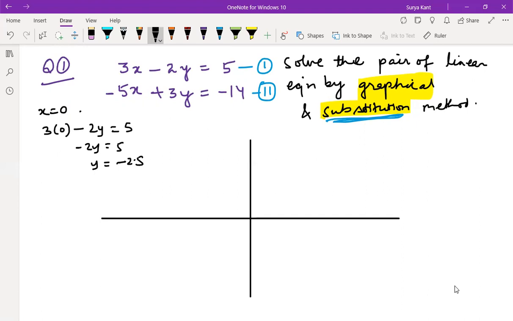Yes, sir. If y is equal to 0, then what do you get? You are getting a fraction. Don't take y equal to 0. Take something like y equal to 1, sir. If we take y as 0, sir, the x is coming 5 by 3, sir. That you can draw on the graph.